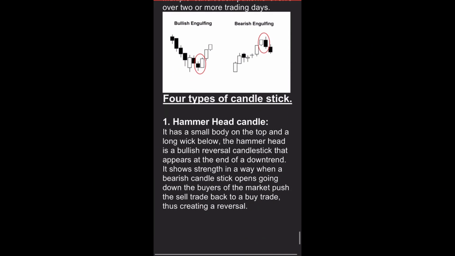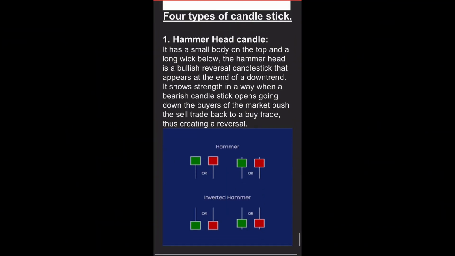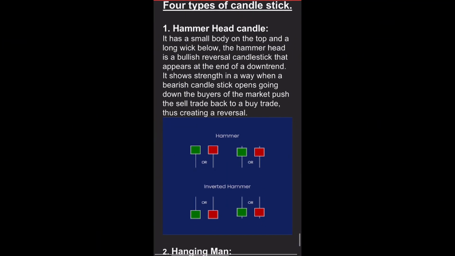Hammerhead candle. First of all, I want you to know that we'll be discussing 4 types of candlestick. The first on the list is the hammerhead candle. It has a small body on the top and a long wick below. The hammerhead is a bullish reversal candle that appears at the end of a downtrend. It shows strength in a way: when a bearish candlestick opens going down, the buyers of the market push the sell trade back to a buy trade, thus creating a reversal.